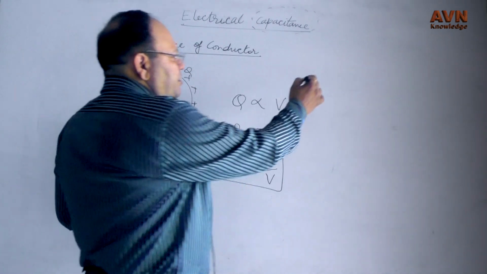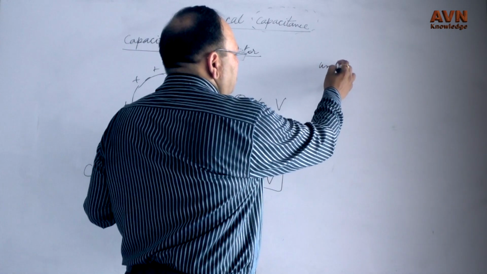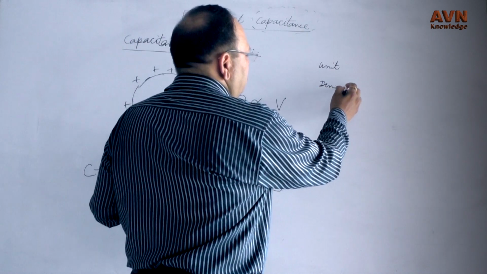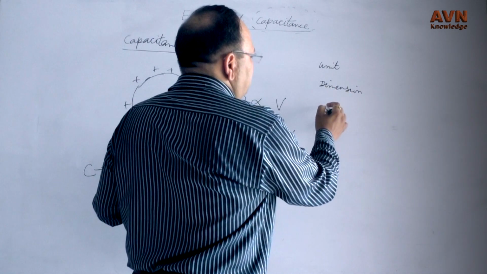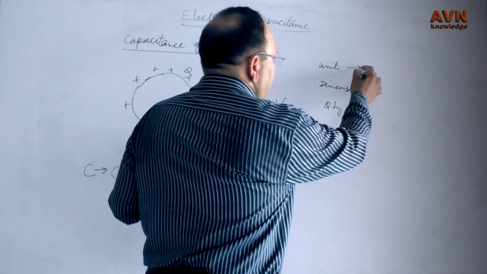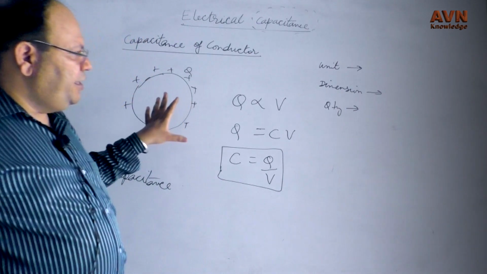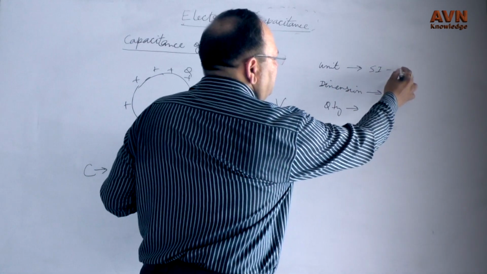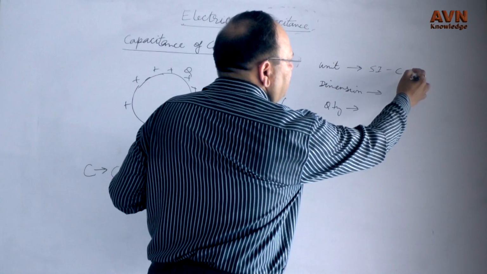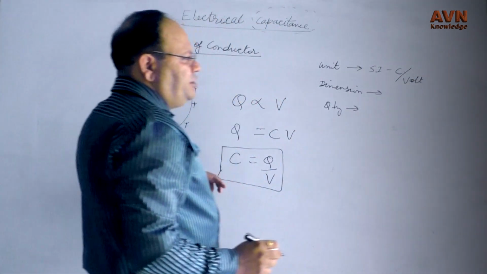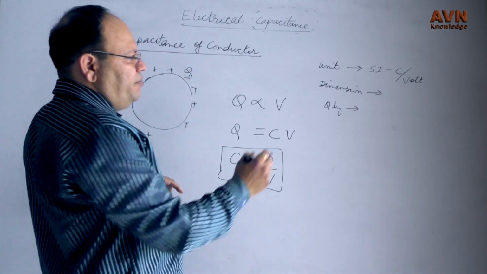So what is the unit, what is the dimension, and what kind of quantity is it? It is a scalar quantity. The SI unit is coulomb upon volt. Now we can calculate the dimension.